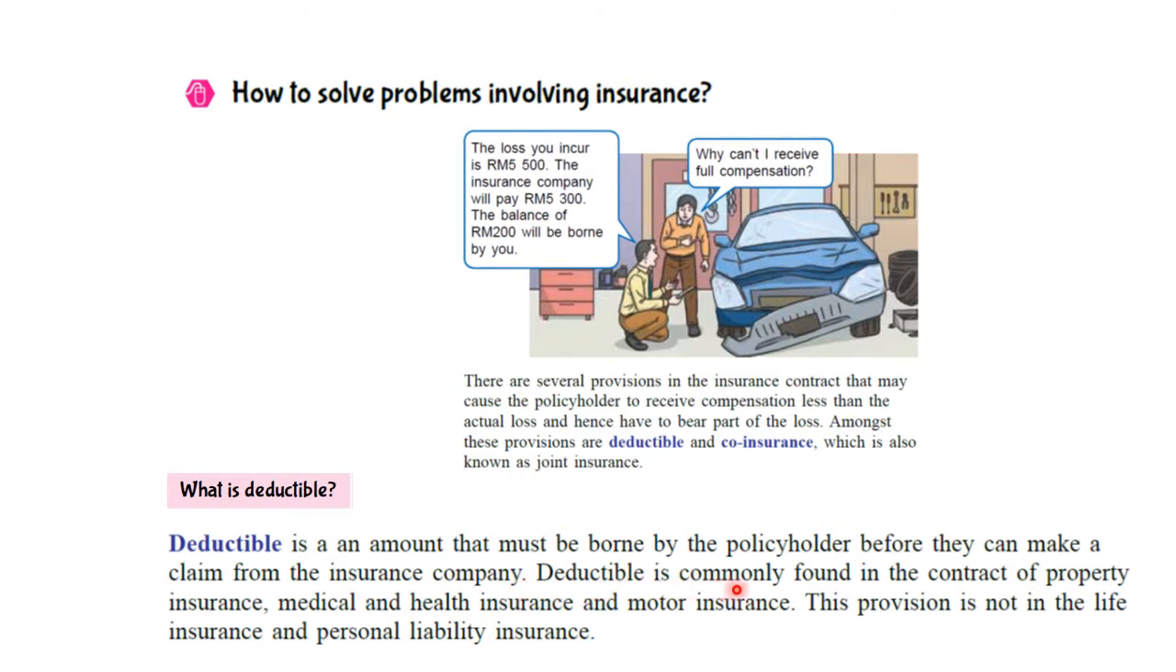And deductible is commonly found in the contract of property insurance, medical and health insurance, and motor insurance. But this provision is not in life insurance and personal liability insurance.